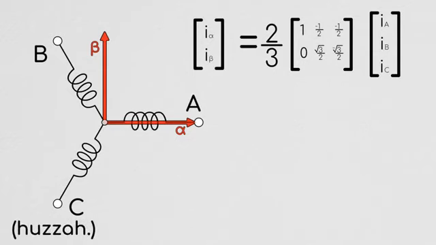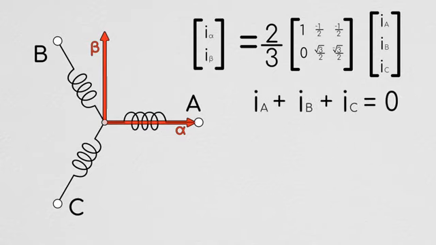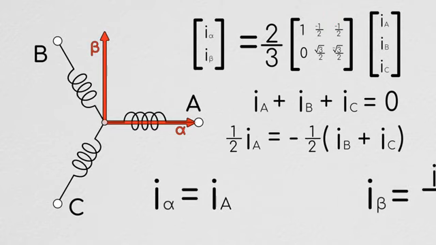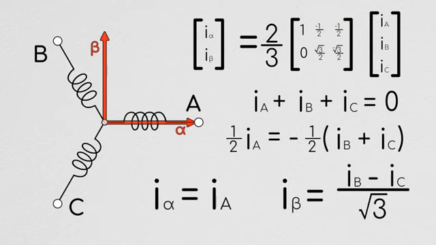So now we get what the Clark transformation says, but it can actually be further simplified. Because once again, the three-phase system we're talking about is assumed to be balanced, and thus it follows Kirchhoff's current law, meaning the current in phase A plus that in B plus that in C must equal 0. By moving some variables around and doing some substitution, we can then see that the current in alpha is equal to the current in A, whereas the current in beta is the current in B minus the current in C divided by the square root of 3.